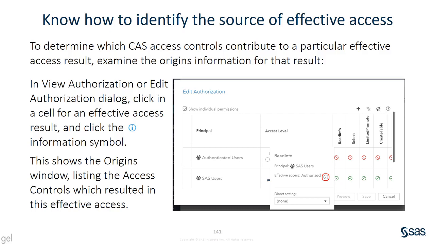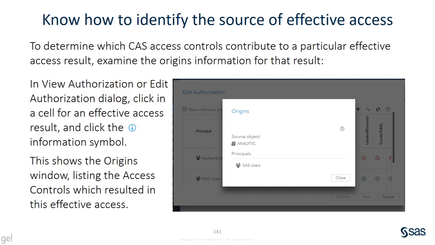Effective access we can get in a similar fashion to how we did before. You can click on the I symbol, click in the cell, click in the I symbol, and it will bring up a window which shows you the origins of the effective access for that object for the principal that you clicked on. So it's called the origins window, and it lists the effective access for CAS access controls. So that's a way you can go in and debug why someone doesn't have access to something or why they do and they shouldn't.